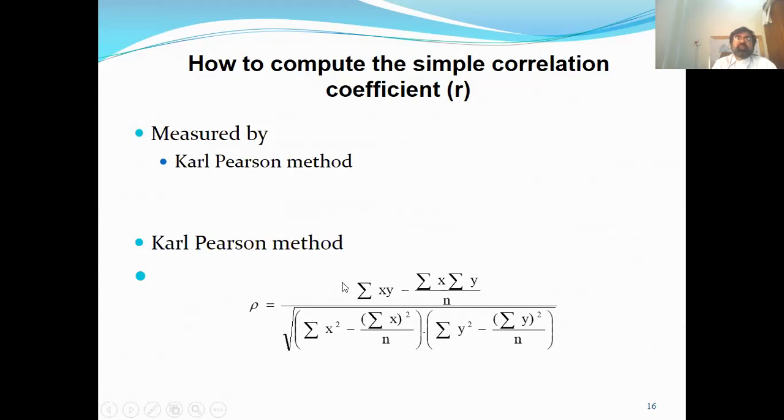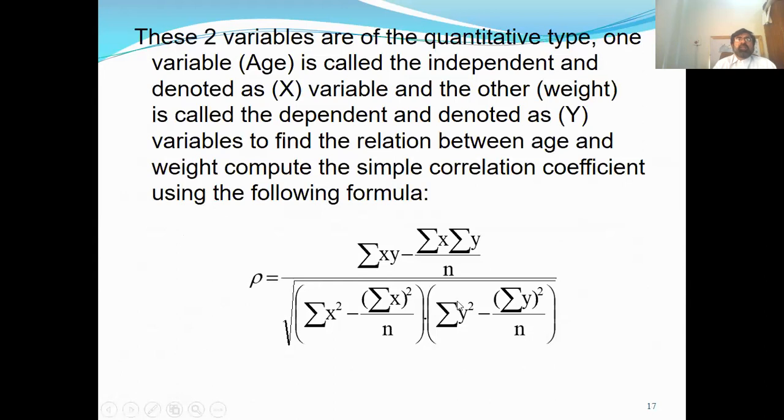It is called the Pearson method. Rho is equal to sigma xy minus sigma x sigma y upon n, divided by the square root of sigma x square minus sigma x whole square upon n, multiplied by sigma y square minus sigma y whole square upon n. Of these two quantitative variables, one variable, age, is called the independent and denoted as x variable, and the other, weight, is called the dependent and denoted as y variable. To find the relationship between age and weight, compute the simple correlation coefficient using the following formula. This is the formula which you have to remember.